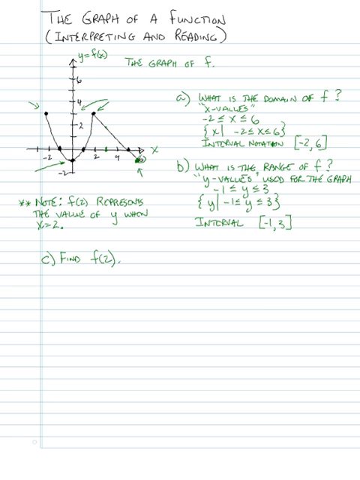I wrote just above this, f of 2 represents the value of y when x is 2. So what we do is we go to where x is 2. There's where x is 2. And we move to the position on the graph, and we're at this point. And so that point has what y value? Oh, that y value is 3. So f of 2 is 3. That's the y value when x is 2.